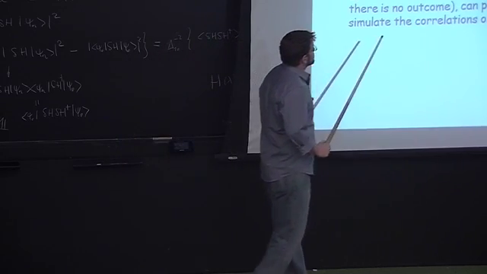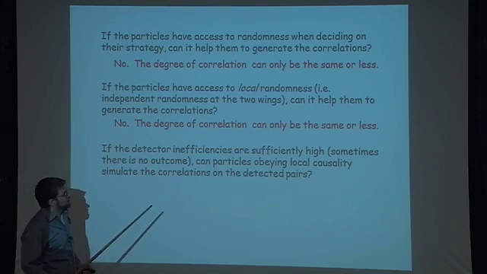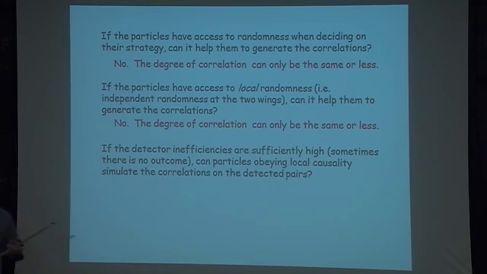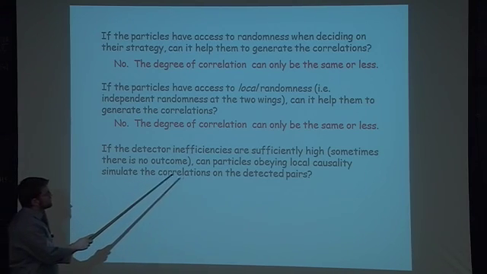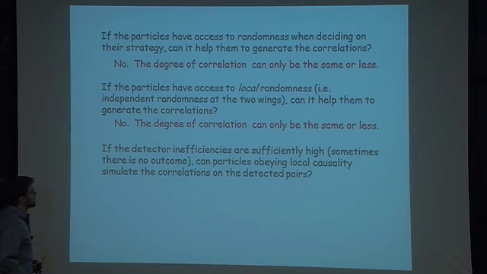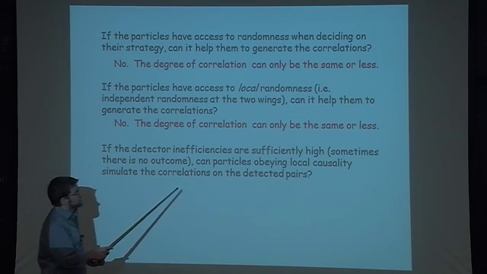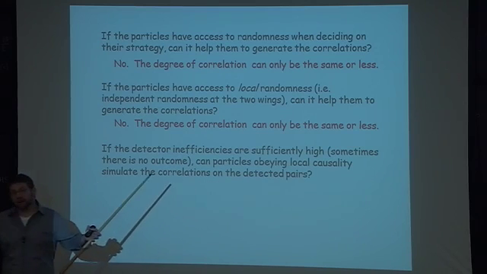If the detector inefficiencies in an experiment are sufficiently high, by which I mean sometimes the particle just isn't detected at all, so it doesn't answer with an outcome. It doesn't answer red or green. It's just silent. No outcome is registered. Then could it be that particles that do obey local causality simulate the correlations on those pairs that are detected?